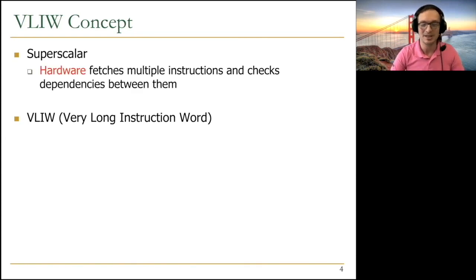In superscalar processing, hardware fetches multiple instructions, and it's the hardware's task to check dependencies between them. Compiler can help, as we discussed. Compiler can schedule instructions such that the concurrently fetched instructions don't have dependencies between them, but it doesn't have to. The superscalar processor provides support for dependency checking for sure. VLIW has a different principle.